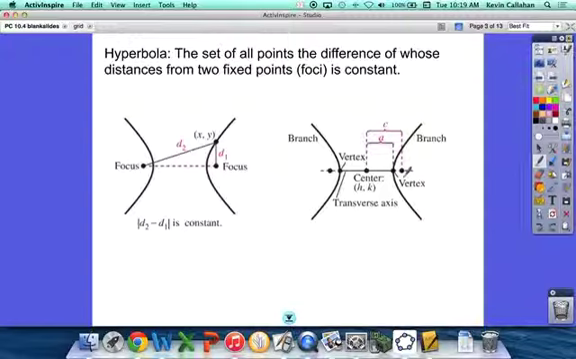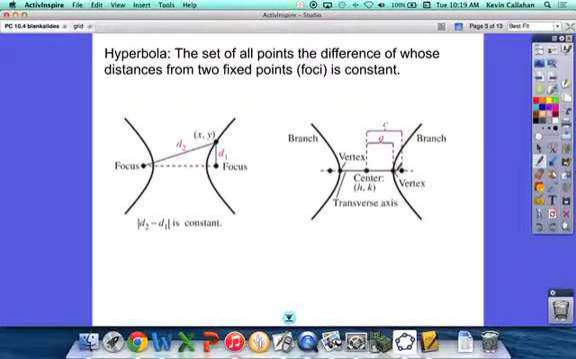Now, for an ellipse, the focus was inside the shape, so C was always less than A. That's not the case anymore. Actually, C is bigger than A. Always C will be bigger than A. Okay.